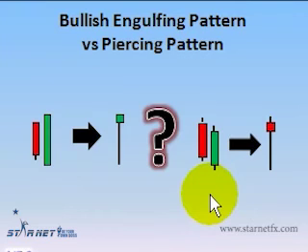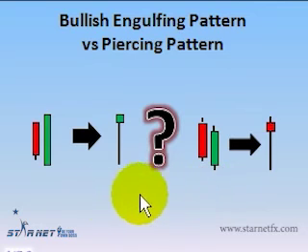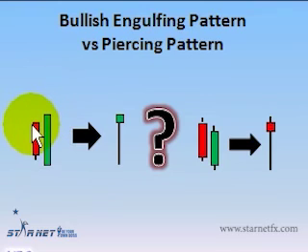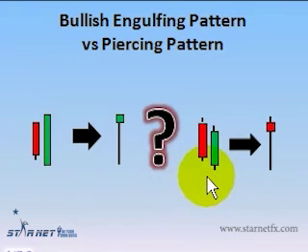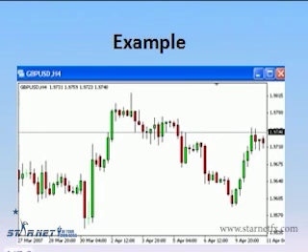It's fairly obvious anyway through looking at the pattern. In the bullish engulfing pattern, the bulls were able to push price up, closing it above the open of the red candle. So closing at this point here, above the body of the red candle. Whereas in the piercing pattern, the bulls were able to push the price to close above the 50% level of the red candle, but were not able to close above the open or above the top of the red real body. Let's look at a few examples.